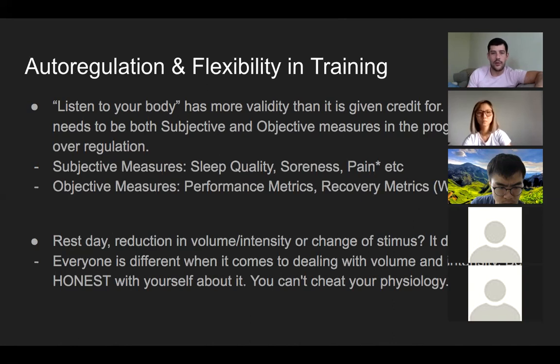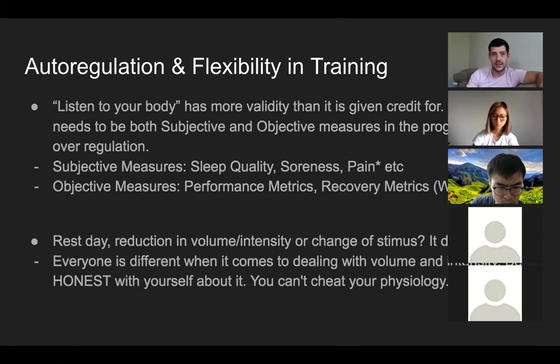Your objective measure of performance metrics can be useful, as in, does the weight I'm using today feel the way it should feel? If I'm doing 5 sets of 5 at 60%, it shouldn't be super, super tough. If you're absolutely dying and you're losing technique, then that would be a really clear sign that it would be time to change that, whether you change it in the session or you dial back the entire week. That kind of depends. So that's where I've got down here where it says rest day, reduction in volume or intensity, or you change the stimulus. It kind of depends on how you feel.